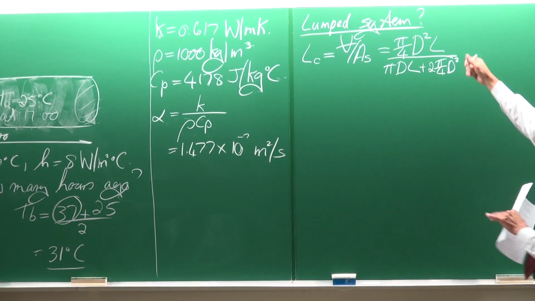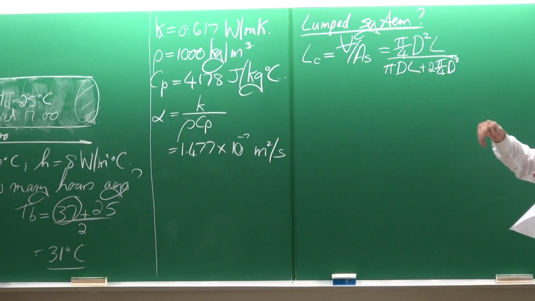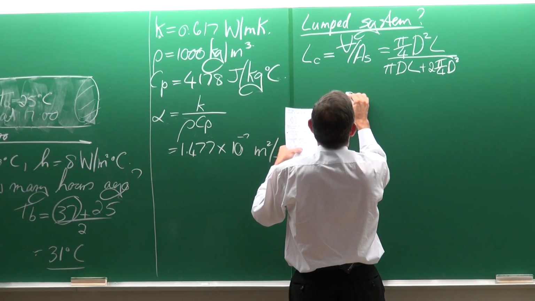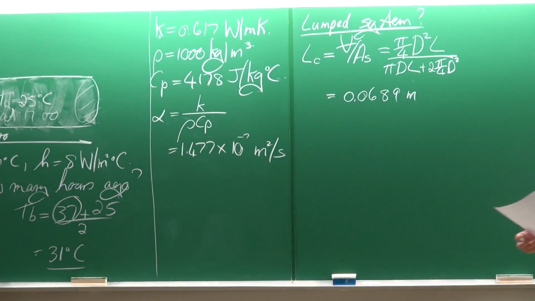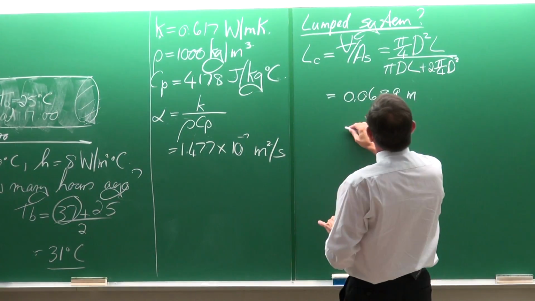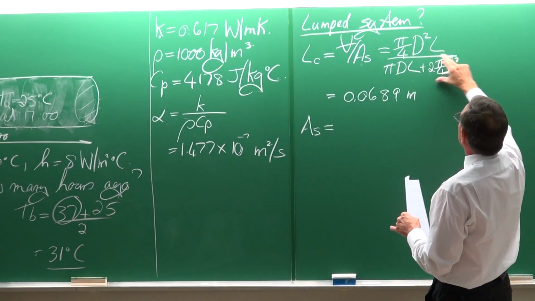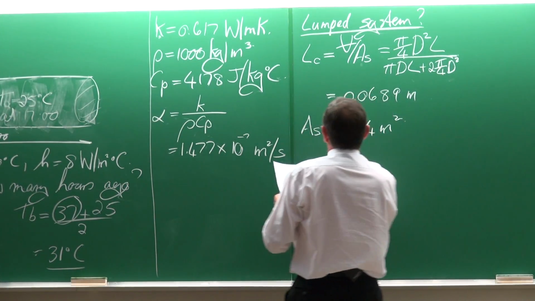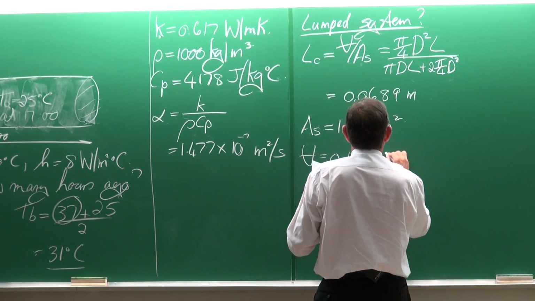Okay. Now I'm not going to bore you by putting in the diameter and the length. There it is. The diameter is 0.3, the length is equal to 1.7. You can go and do the calculation, and the characteristic length worked out as 0.0689 meters. Now, because we're going to use it later on, I'm also going to just write down the surface area, which would be that term there at the bottom, and that is equal to 1.744 square meters, and the volume as 0.1202 cubic meters.